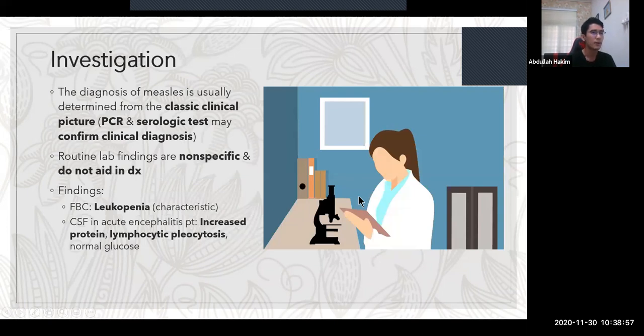So the investigation for the disease. As I said before, the diagnosis of measles is usually clinical, but we can use PCR and serologic tests to confirm the clinical diagnosis. The routine lab findings are non-specific and do not aid in diagnosis, but in the FBC, for example, we can see leukopenia, which is characteristic for measles. In the CSF, cerebrospinal fluid, of a patient with acute encephalitis due to measles infection, there will be increased protein and lymphocytic pleocytosis, and also normal glucose.